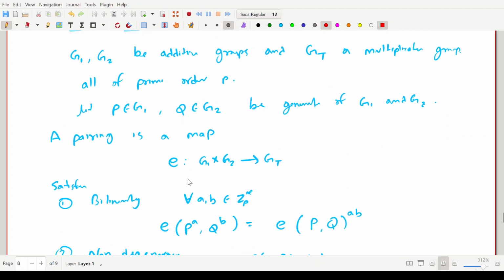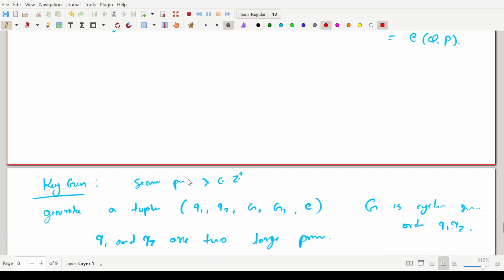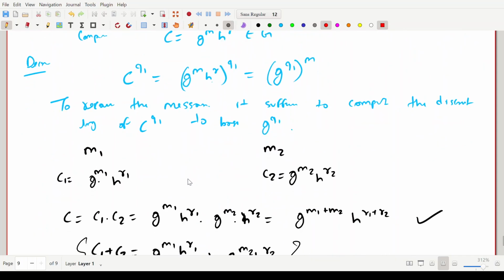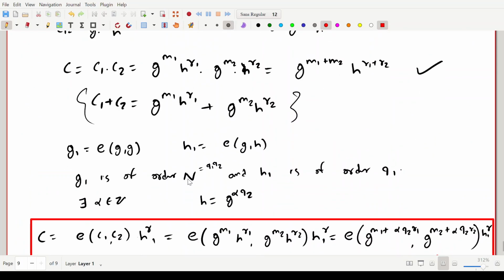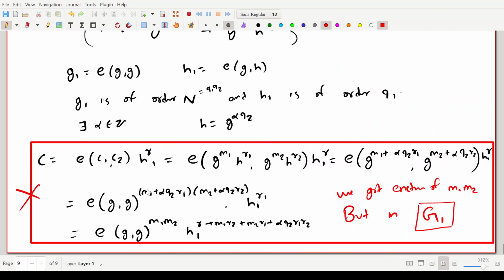And then next is BGN, which was based on pairing based crypto. I gave you the definition of how pairing works, and then key generation, encryption, decryption, and we observed that if we multiply two ciphertexts, I get the encryption of the addition m1 plus m2. If I add the ciphertexts, I won't get anything, but I had another idea. I find g1, h1, and try C equal to e of c1, c2 multiplied by h1 raised to r. At last I have e of g comma g raised to m1 m2. But this is the problem, because I am getting the encryption of m1 m2 in G1, and I wanted it in the group G.